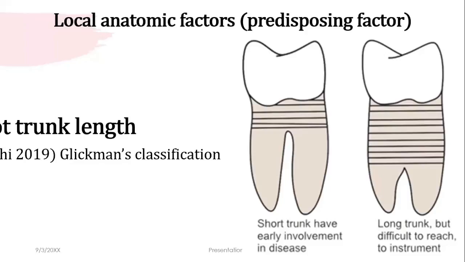Okay. The root trunk length, I explained this point previously. A short trunk has early involvement in disease, which is the opposite of the long trunk. It takes a long time to reach the furcation involvement, but it is difficult for the instruments to reach the furcation area.